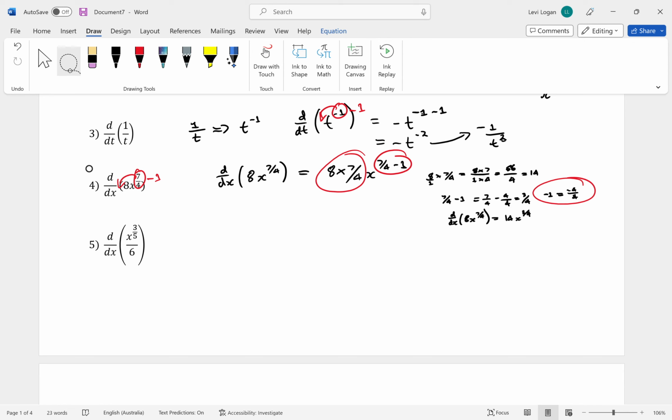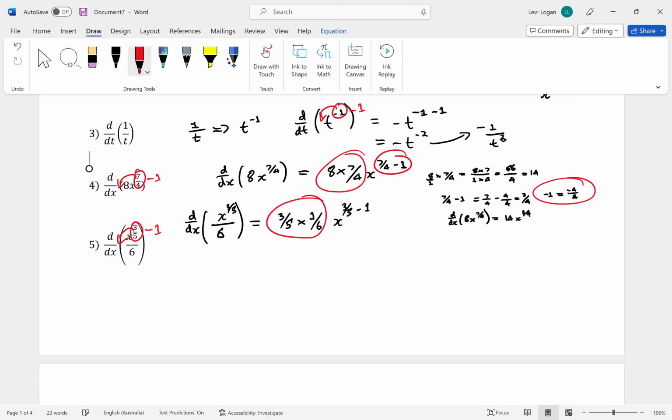Alright, so that's the working for question number 4. If you didn't have a go at number 5, feel free to pause the video and have a go. Alright, 5. It's exactly the same thing as before. All we're going to do is bring this down the front and subtract 1 up here. So when we take the derivative of x to the 3 over 5, all divided by 6, that is going to be 3 over 5 multiplied by 1 over 6, x to the 3 over 5 minus 1.